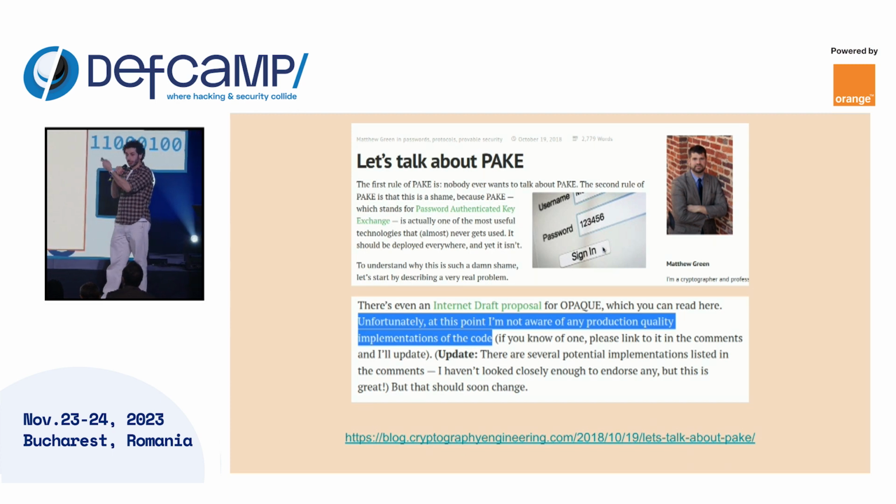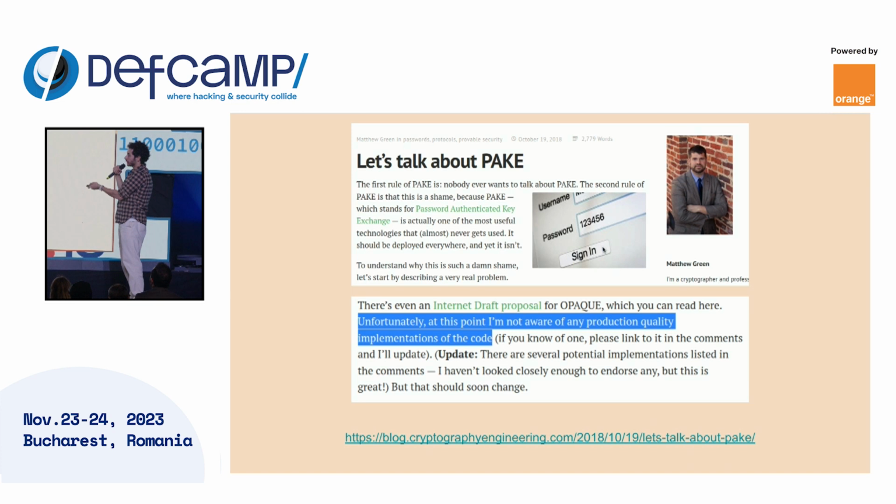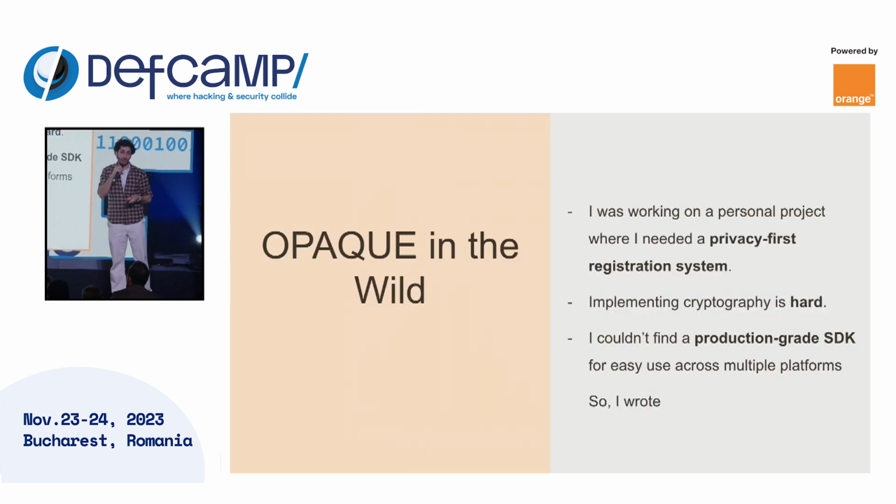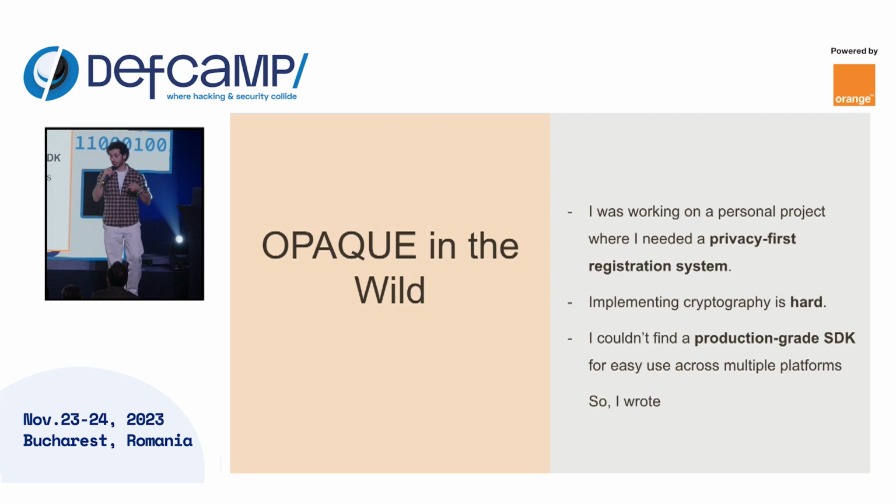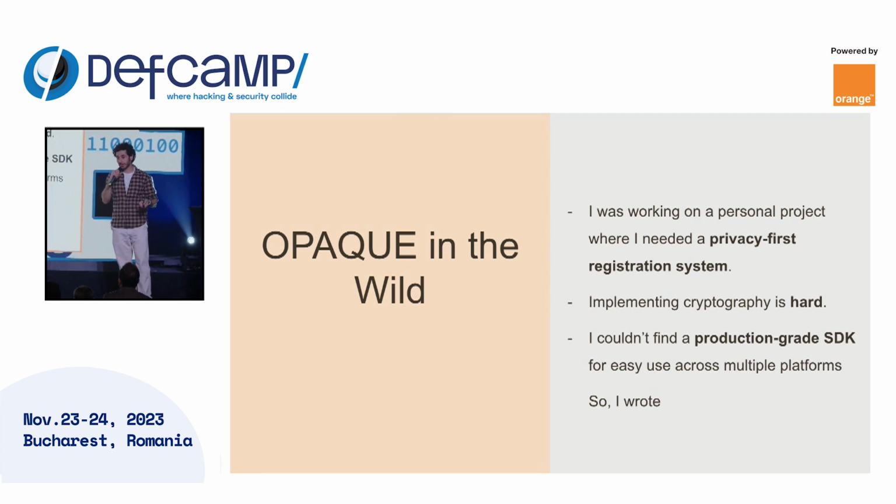But back in 2018, 5 years ago, I read this thing and I remembered this sentence, that there is no production quality implementation of the code. So I said, let me make an SDK about it. So Opaque in the wild, we figured out that there is no production grade SDK.